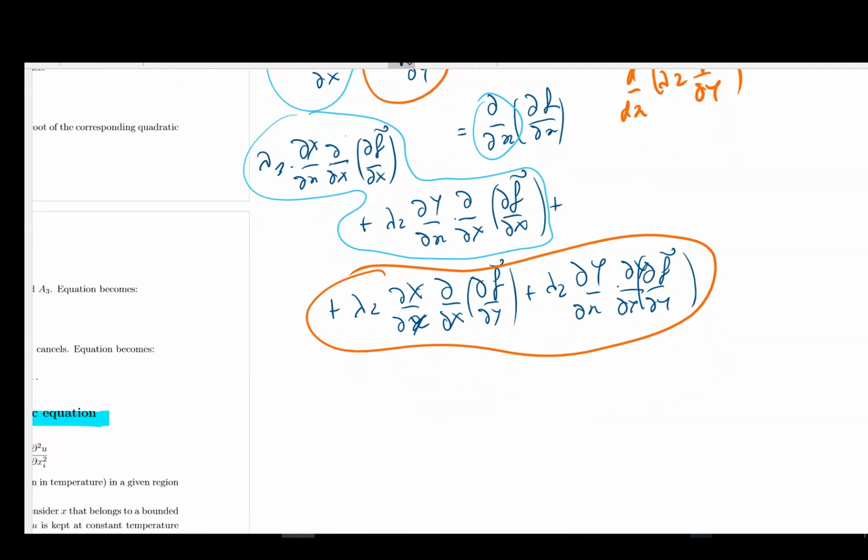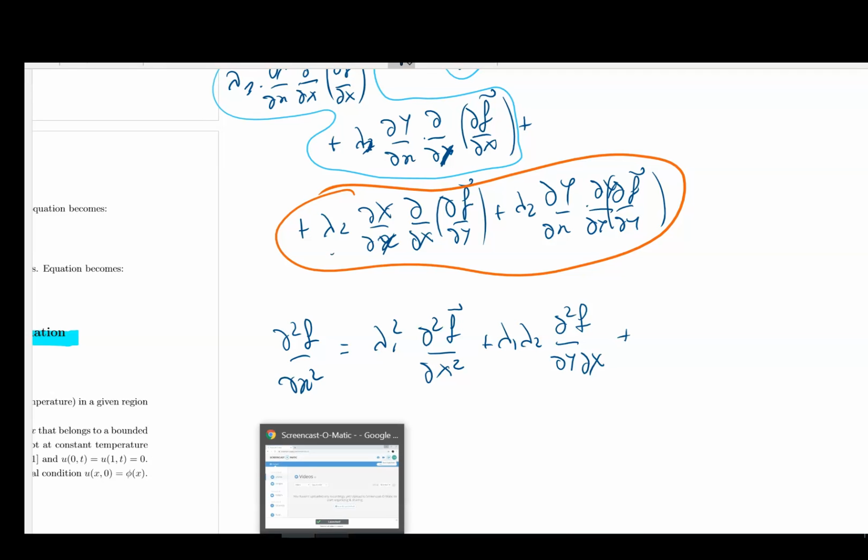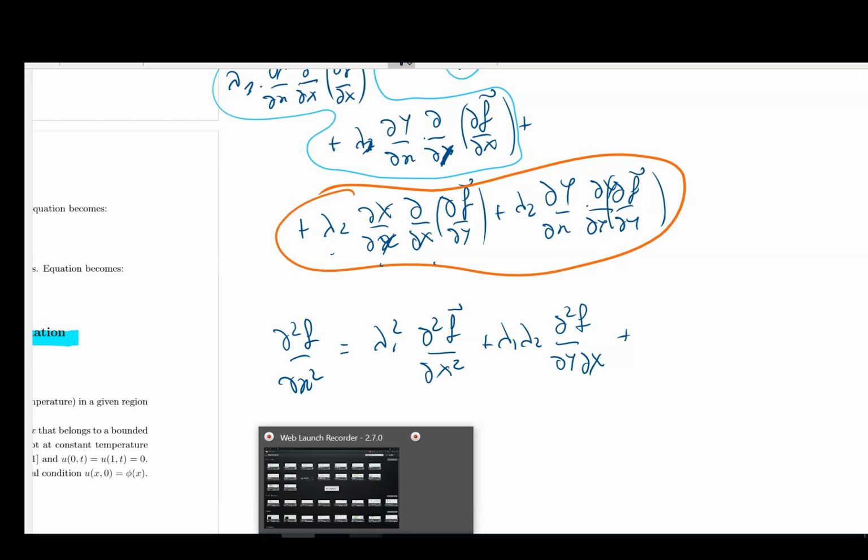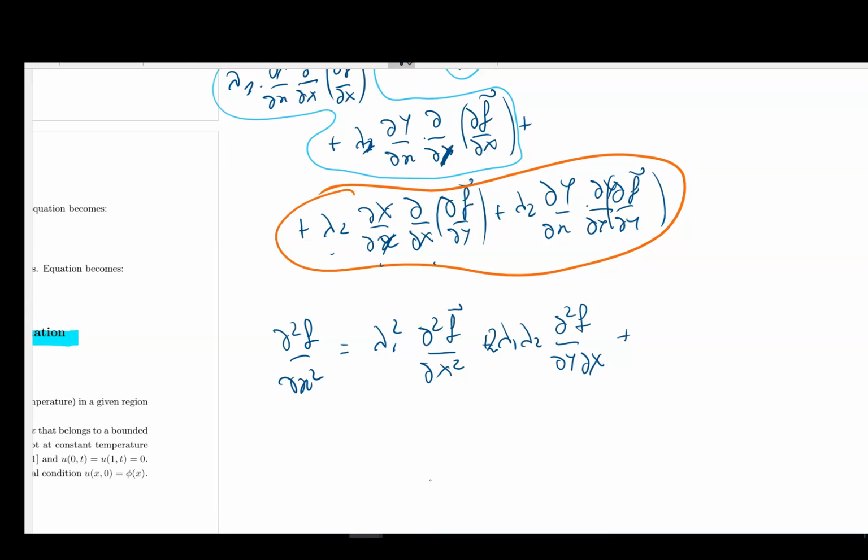So still expanding that, we finally obtain that d2f over dx2 will be given by lambda 1 square d2f tilde over dx2, plus lambda 1 lambda 2 d2f over dy dx, of course that wasn't really well written, plus another lambda 2 times lambda 1 times d2f over dx dy, so that makes it 2 times here, and plus lambda 2 square d2f over dy square.